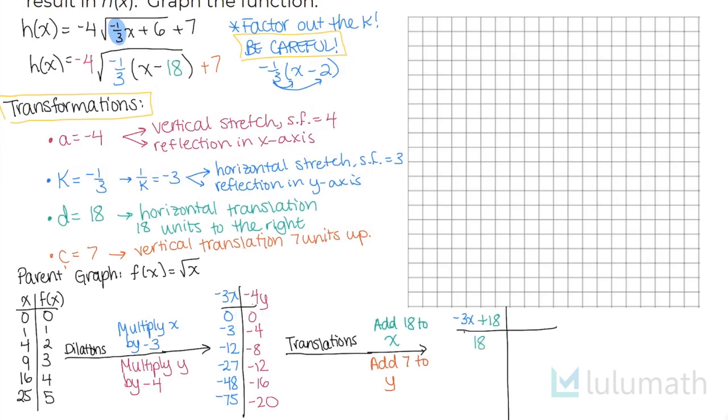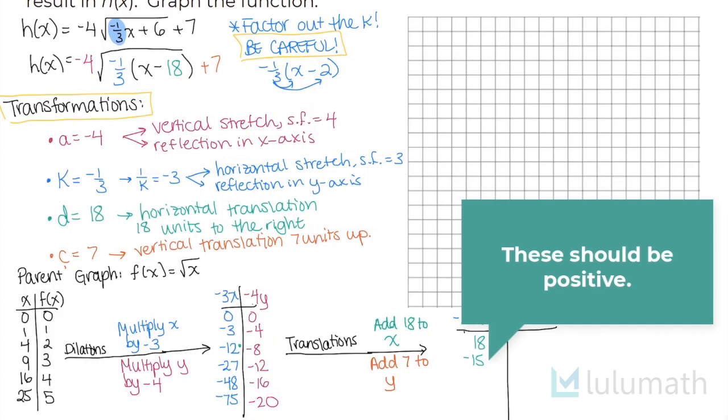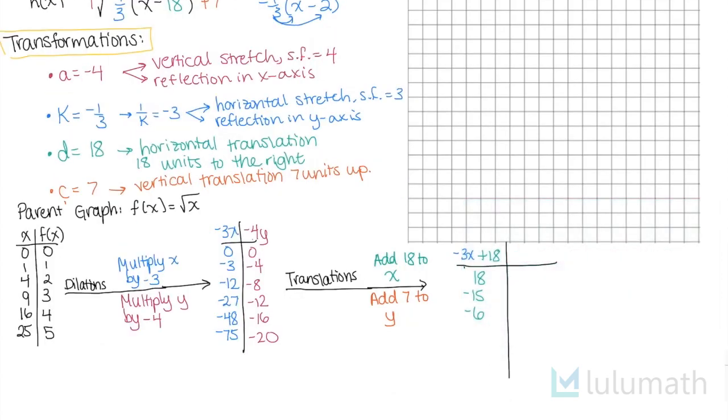Negative 3 plus 18 is 15. Negative 12 plus 18 is 6. Negative 27 plus 18 is negative 9. Negative 48 plus 18 is negative 30. And negative 75 plus 18 is negative 57.